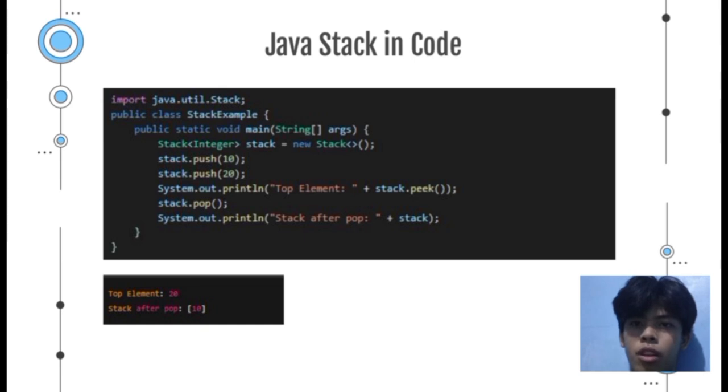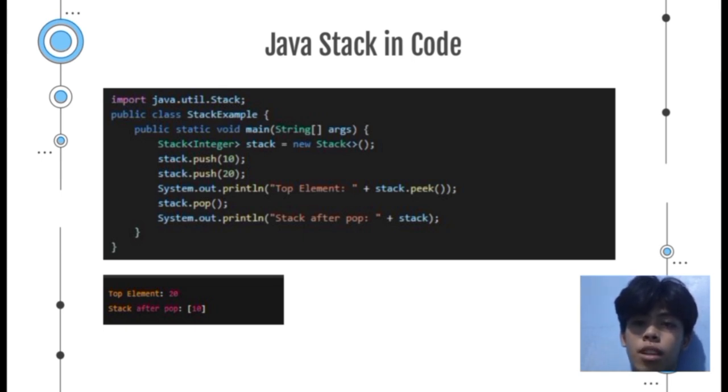First, we push the number 10 and then we push 20. At this point, 20 is on the top of the stack. So, to check the top element, we use the peek method, which returns 20 since it was the last number added. However, peek only retrieves the top value without removing it. Now, let's remove an element using the pop method.